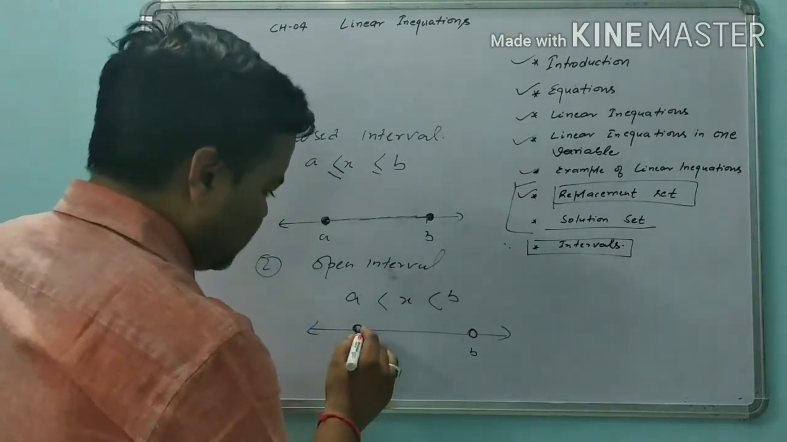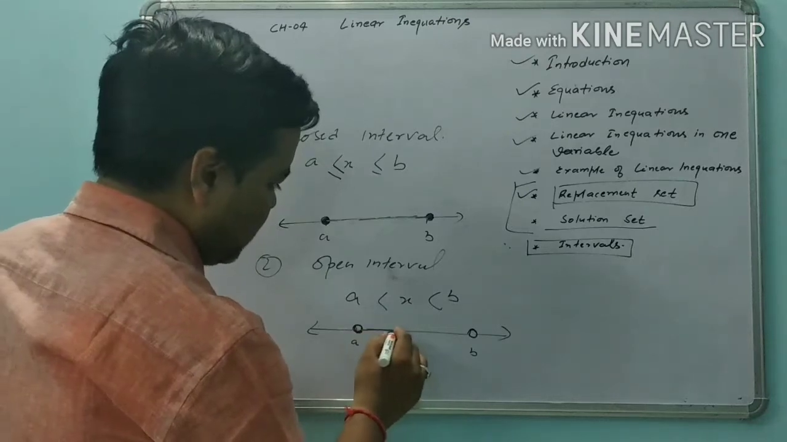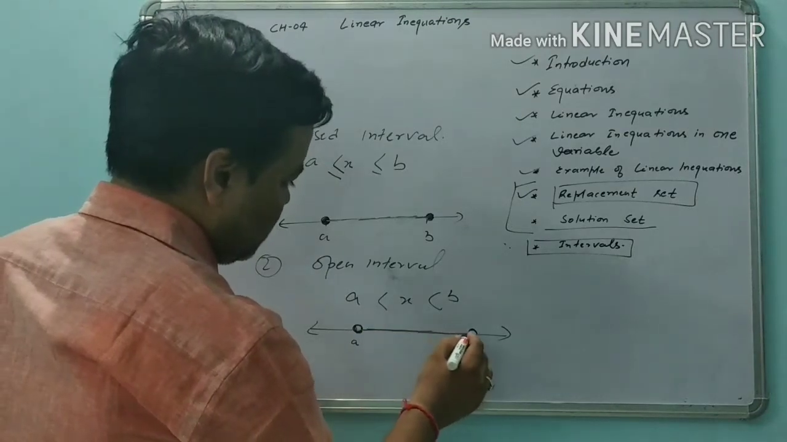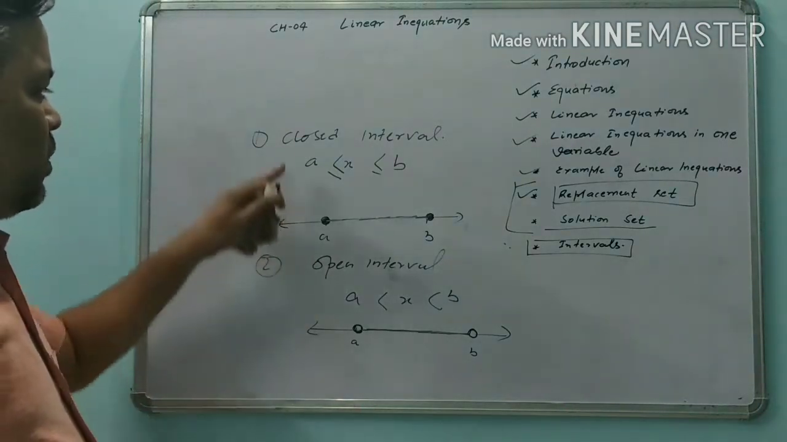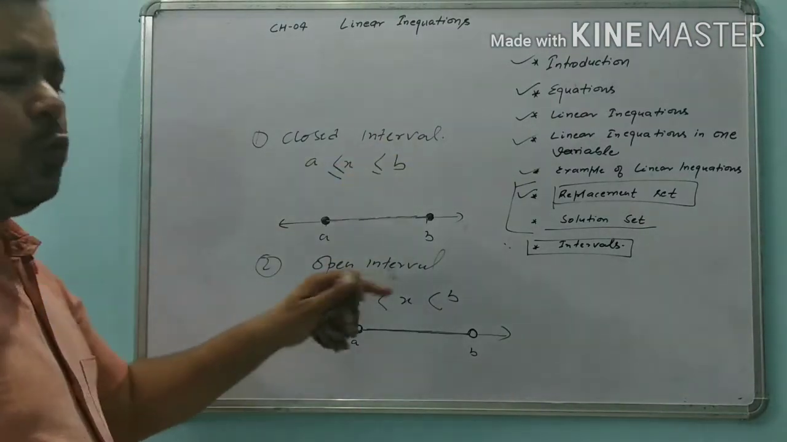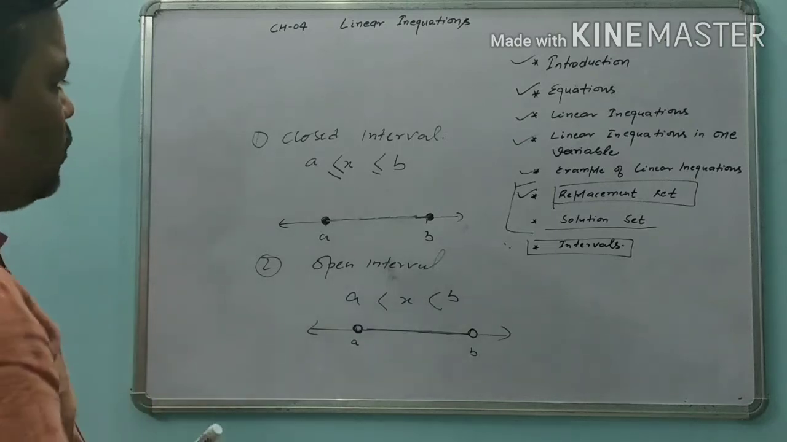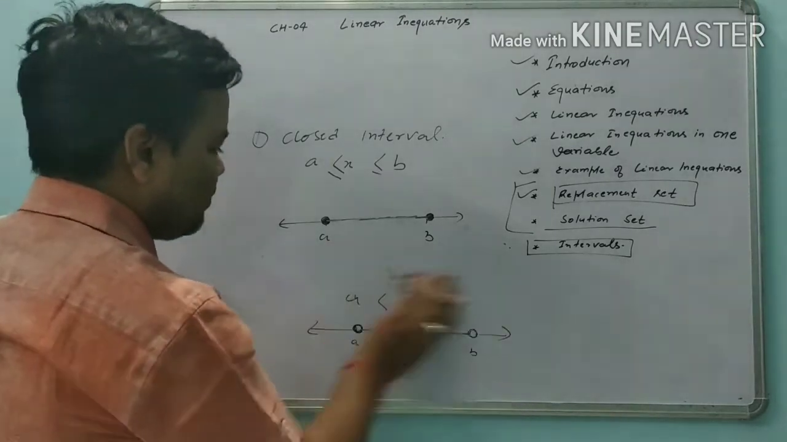Okay, and here just make a dark line with the help of a pencil. This is the closed interval and open. Getting it? Now the next interval is the closed open interval.